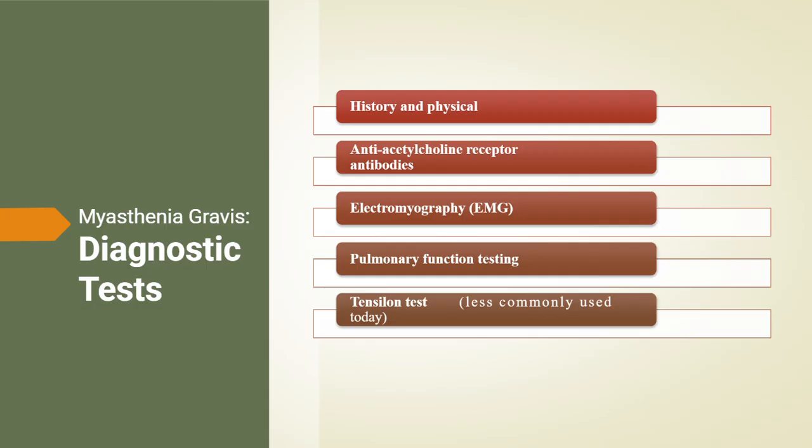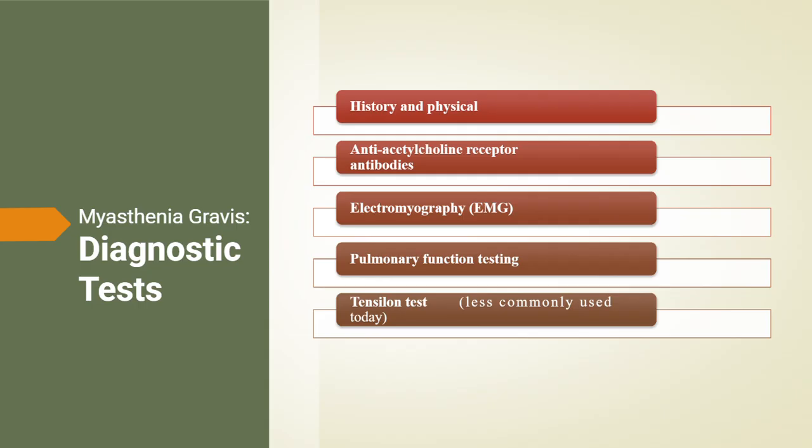When diagnosing myasthenia gravis, healthcare providers rely on a combination of patient history, physical assessment, specialized testing, and laboratory studies. Myasthenia gravis does not have a single definitive test, so the diagnosis is usually made by putting together several pieces of clinical evidence. The process begins with a thorough history and physical examination, focusing on symptoms such as fluctuating muscle weakness, ptosis, diplopia, difficulty swallowing, or difficulty speaking.